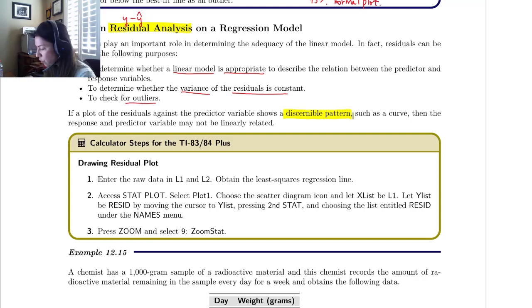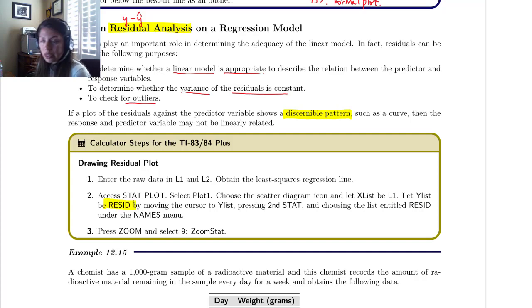Okay, so to do a residual plot, I went ahead and put the raw data into the calculator lists, explanatory and response. You'll obtain the least squares regression line. And then you'll do stat plot and then plot one. And then you'll go ahead and put the explanatory variable in list one. And in Y list, you'll put residuals.